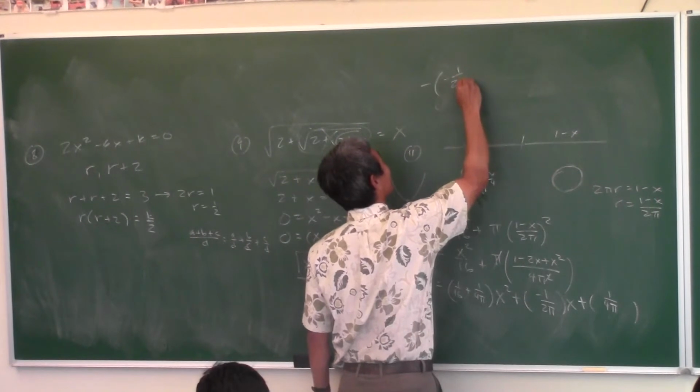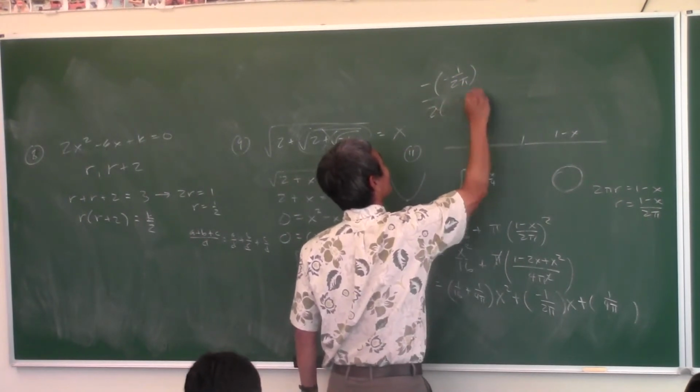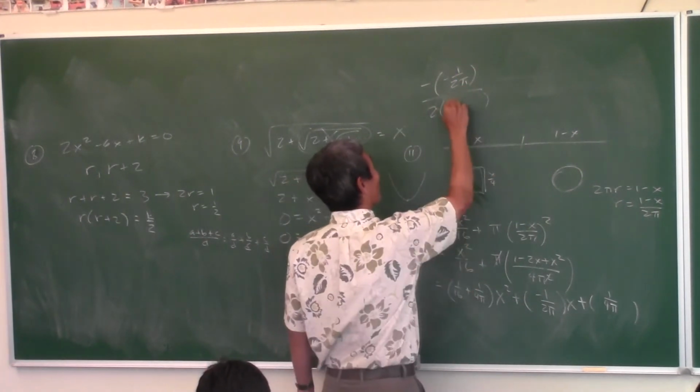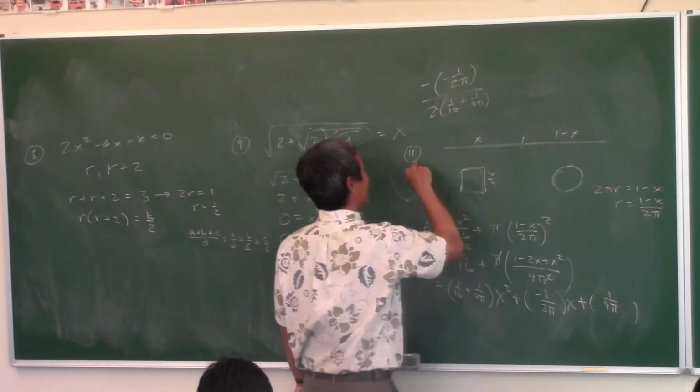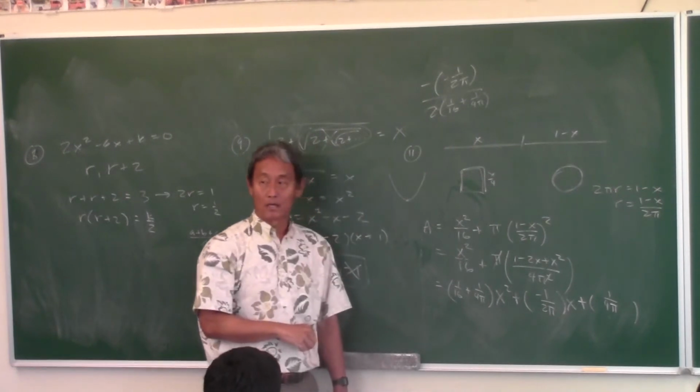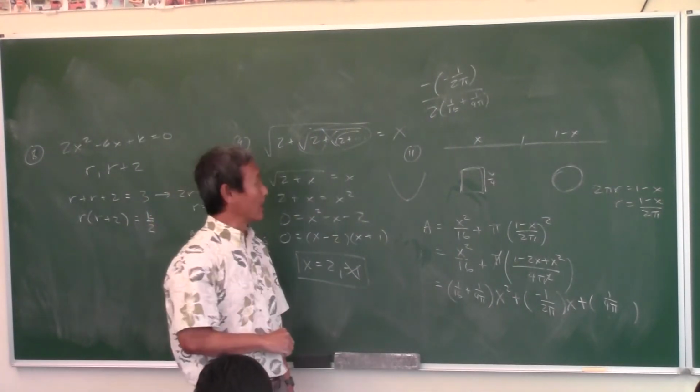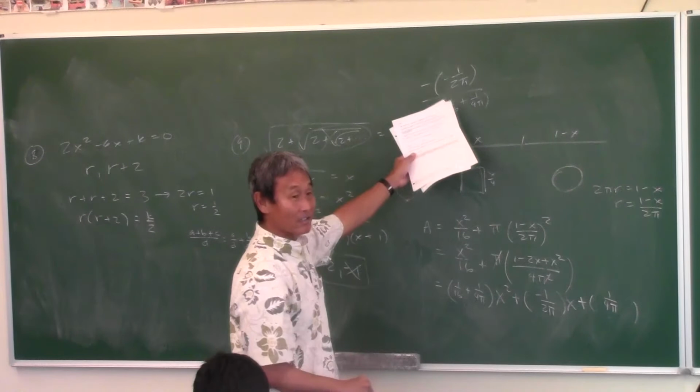Negative b all over 2a. This is a 1/16 plus 1 over 4 pi. I changed my mind. The probability of this being on the test is 1. This is on the test. There you go. That's the answer. That's the answer right there.